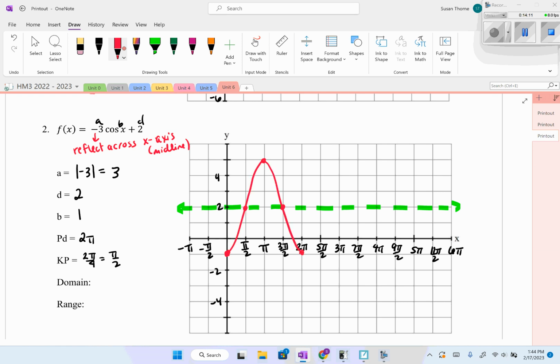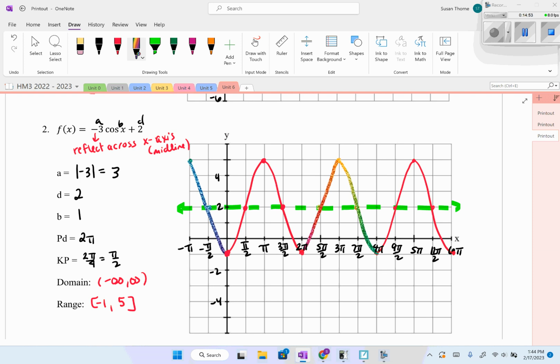So that gives me my first wavelength, and we can see the domain is all real numbers. And the range is from -1 brackets to 5 brackets. And then again, we can continue another cycle. And then if we do another one, we would get a third cycle. And we could do half of a wavelength on the negative side. And that would be my graph.